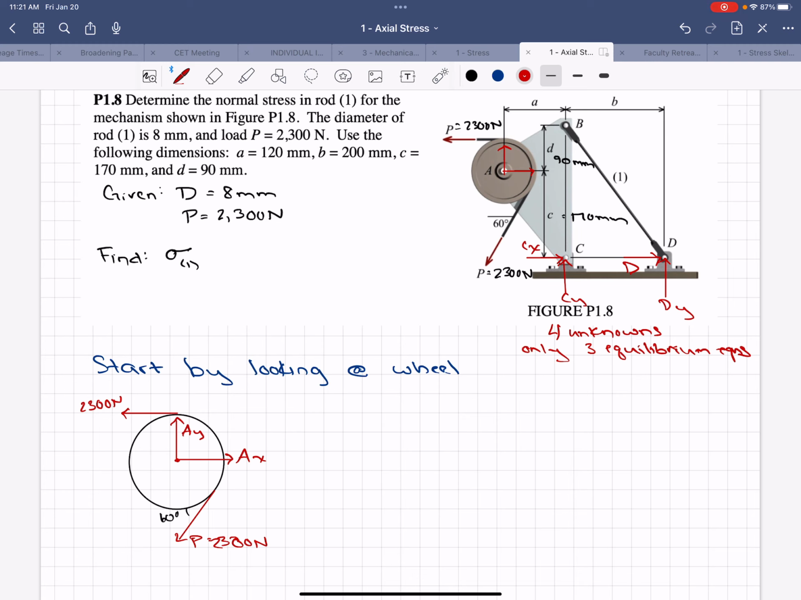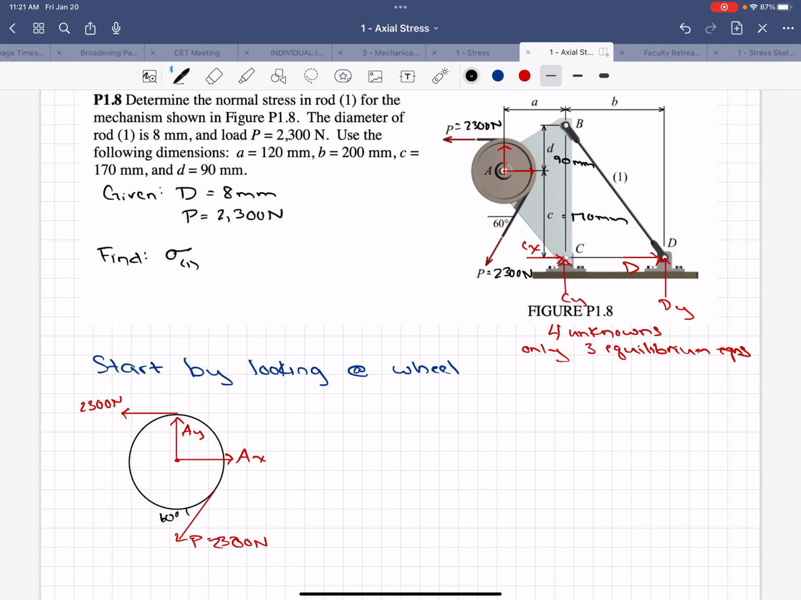Why this helps is when we look at the triangle next, those same AX and AY will have the same magnitude, but they'll be in the opposite direction. So we'll start by solving for AX and AY, and we'll do that with statics.